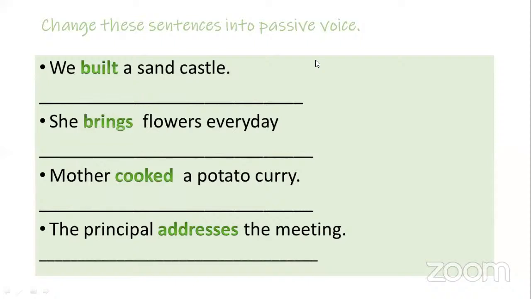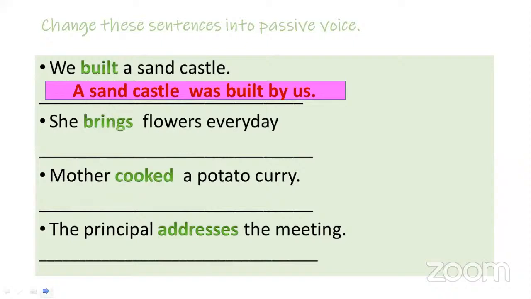Right. Let's see the answers. We built a sand castle. What is the object of this sentence? A sand castle. Sand castle is a singular noun and the sentence is past tense, so we have to use was. A sand castle was built by us.